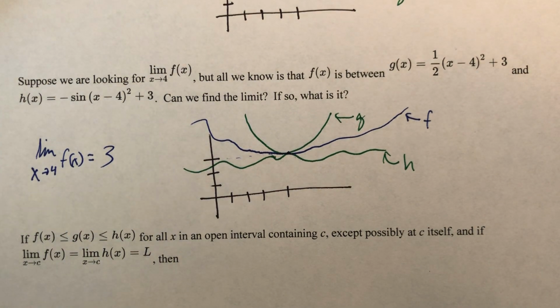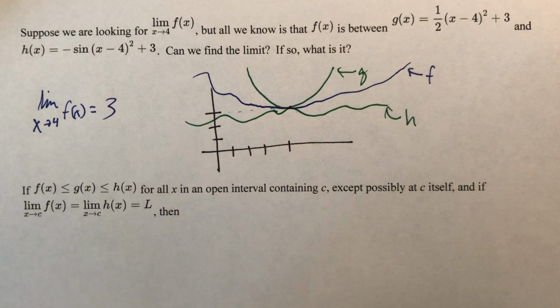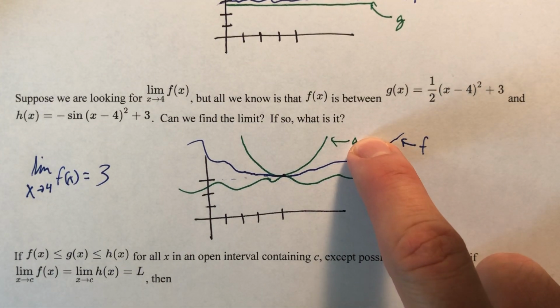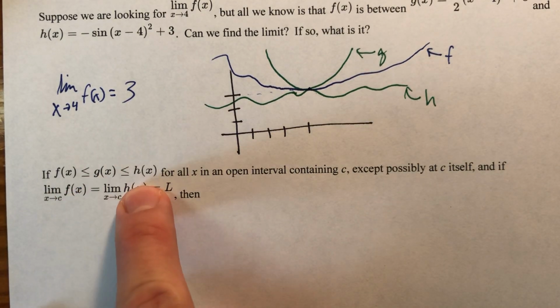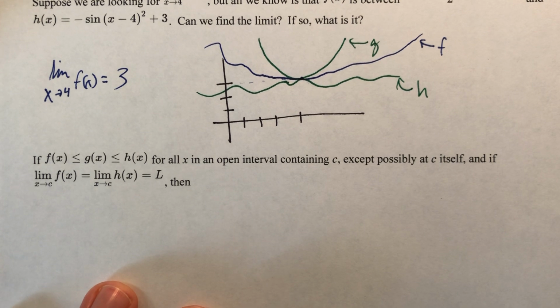A few things that are important to note, I'm going to highlight them. This is a theorem that is kind of common sense. If f is less than or equal to g, which is less than or equal to h. In the examples we've done so far, f was between the other two. And in this case, g is between the other two. In this case, they're in alphabetical order. I don't care what letters you use. It really doesn't matter. The letters are arbitrary.